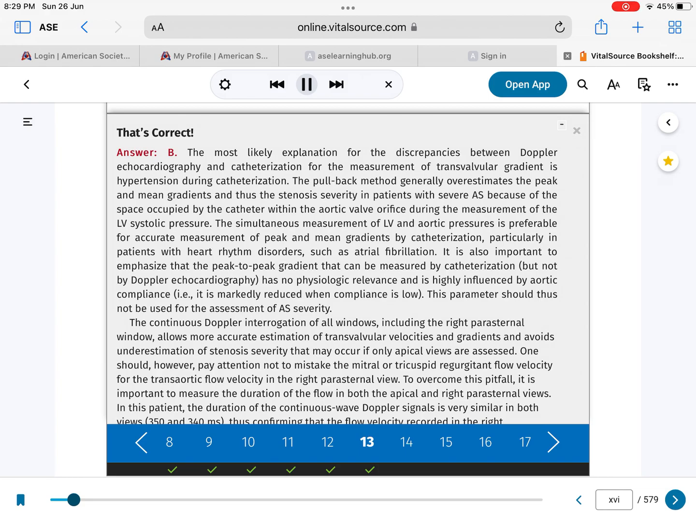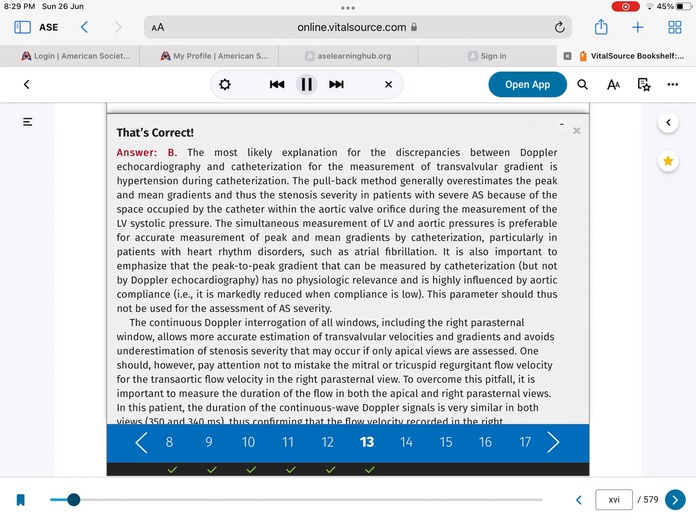Coronary angiography revealed a significant stenosis of the mid-left circumflex artery. Although this was not necessary in this patient, the interventionalist measured the transvalvular gradient by the pullback method and obtained a gradient of 37 mm Hg. Which of the following statements most likely explains the discrepancy between catheterization versus echocardiography-derived transvalvular gradient?